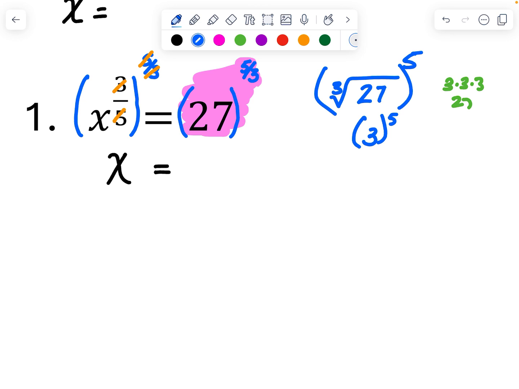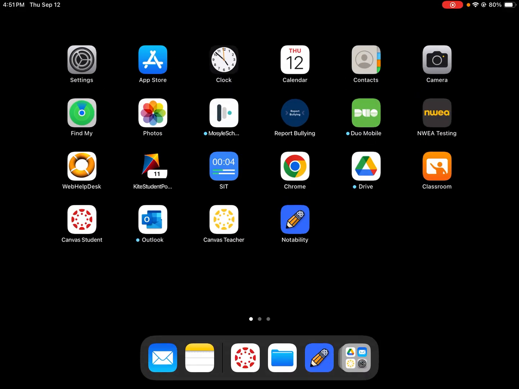And so I think that is 243. I think this comes out to be 243 because 3 times 3 times 3 times 3 times 3, this is 9, and this is 9, and this is 81, and 81 times 3 is 243. But if you don't want to do that, you can just put it in the calculator. You can grab your calculator, and wait patiently for your calculator to open.